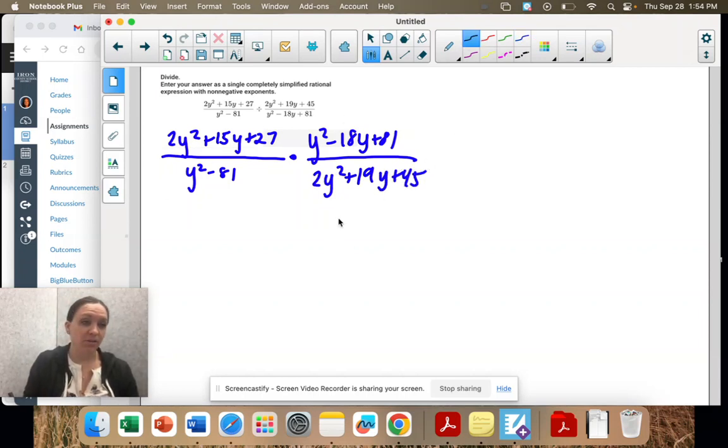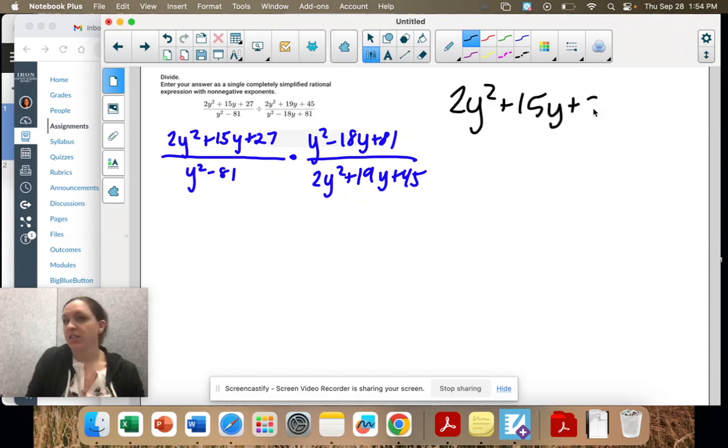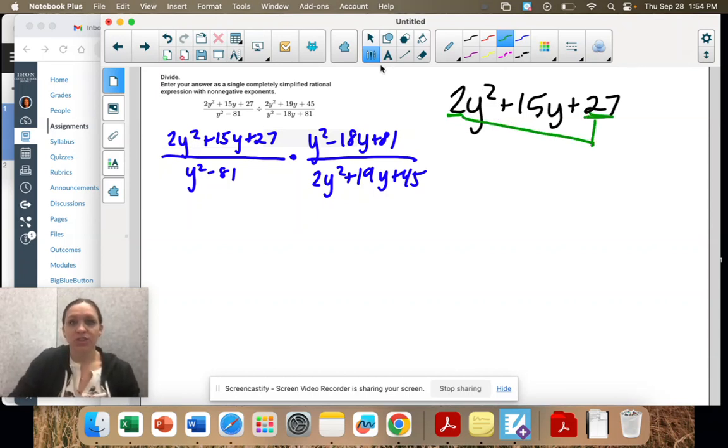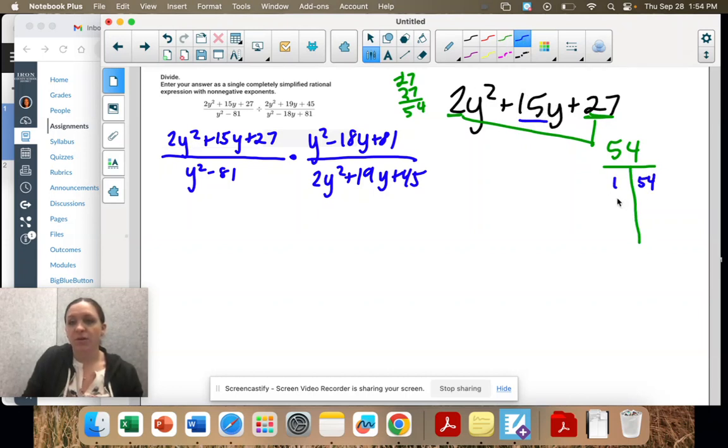Okay, so how do you tell if they're the long ones? Well, our first one is because of this 2. Whenever our leading coefficient is not 1, that means that we have to factor the long way. So let's review what the long way is. We take 2 times 27, which is 54. And we're going to find factors of 54 that add or subtract to 15. So 1 times 54, 2 times 27, and we're just going to start dividing.